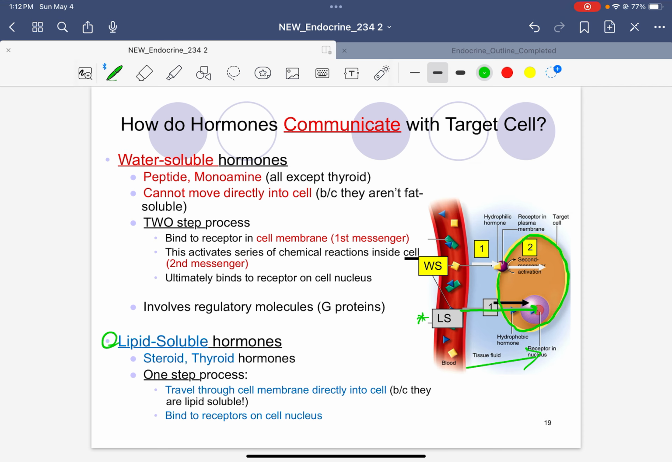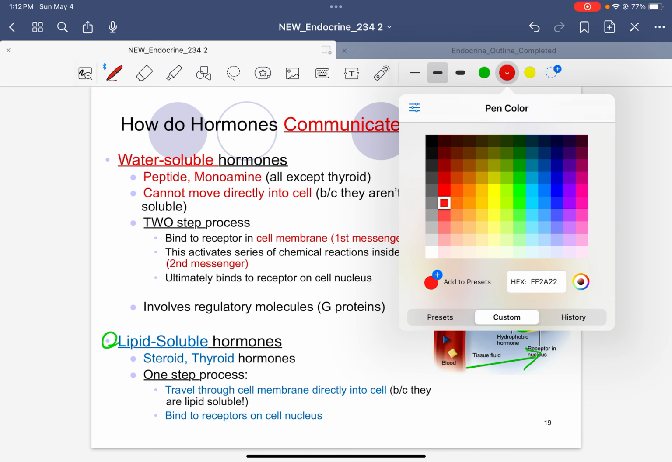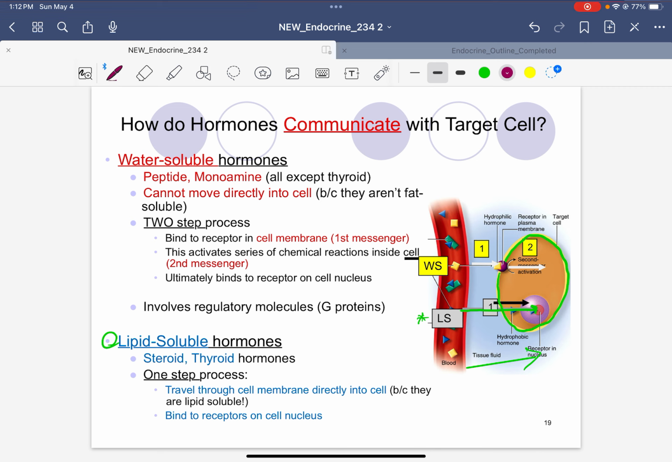Now, for a water-soluble hormone, what color can I use for water-soluble? Let's use this one. Water-soluble cannot move directly into the cell because it's not fat-soluble. So it is a two-step process. We're being very general. So the water-soluble hormone leaves the bloodstream and it binds to a matching receptor in the target cell membrane. That's step one. First messenger is what it's called.